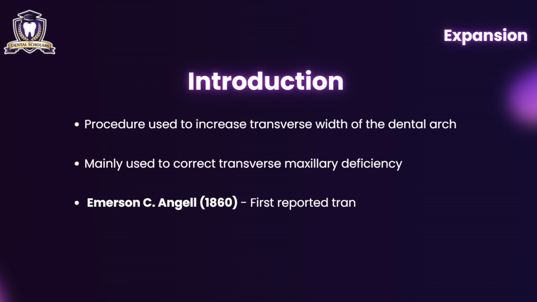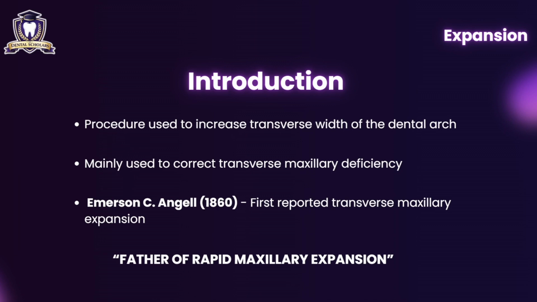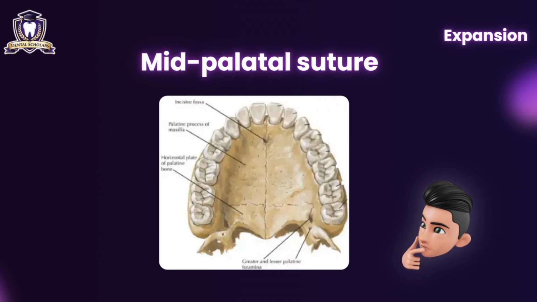Emerson C. Engel was the first person to report transverse maxillary expansion. Hence, he is regarded as the father of rapid maxillary expansion. Before getting into the depth of expansion, let us first understand how and where this expansion occurs. A maxillary expansion is going to occur at the level of mid-palatal suture.